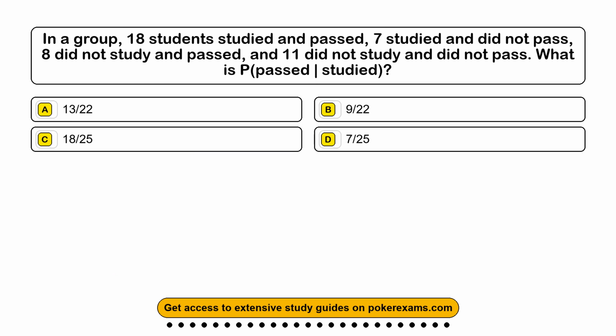Question 23. In a group, 18 students studied and passed, 7 studied and did not pass, 8 did not study and passed, and 11 did not study and did not pass. What is P(passed | studied)? Option A 13/20. Option B 9/20. Option C 18/25. Option D 7/25.